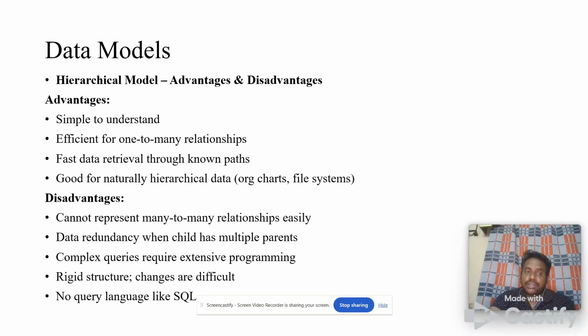These are the advantages. It is very easy to understand, and it supports one-to-many relationships. If your parent has multiple children, one-to-many relationships are there. This way of representing helps to retrieve information faster. The disadvantage here is that we can't represent many-to-many relationships. Based on a particular parent you can find the child, but there are no many-to-many relationships, and the child does not have multiple parents.